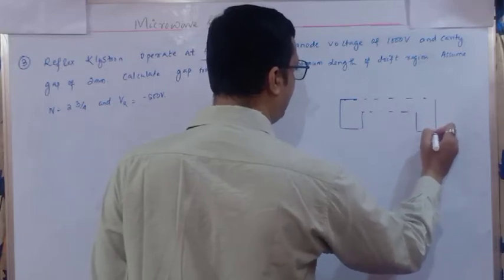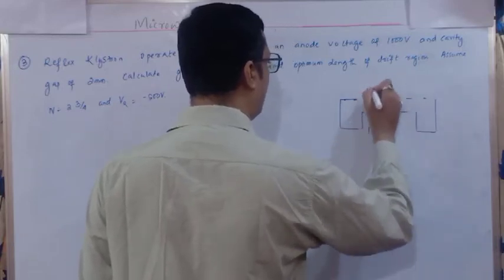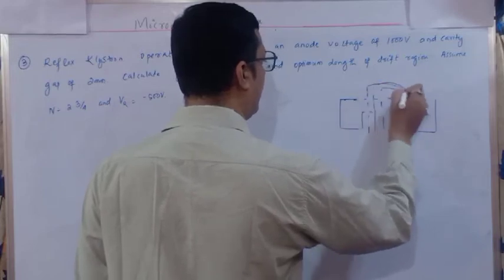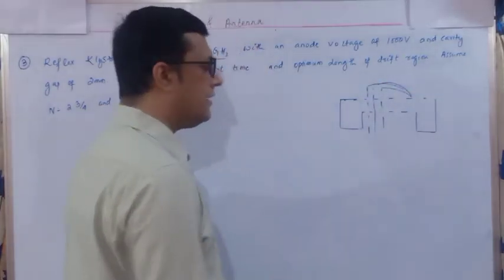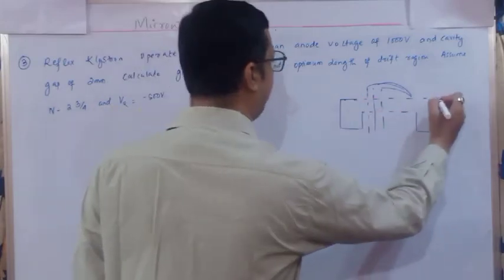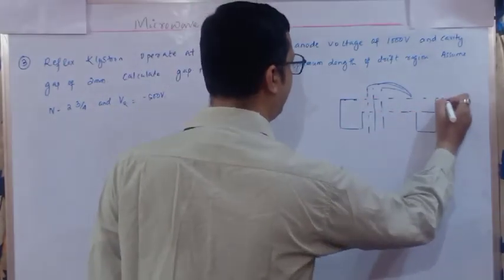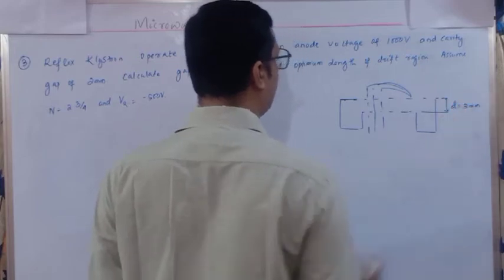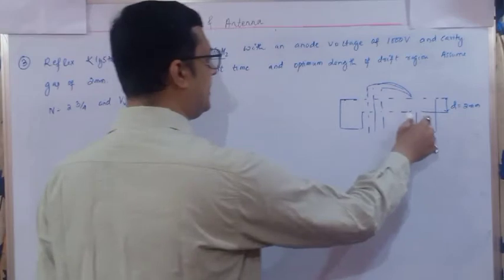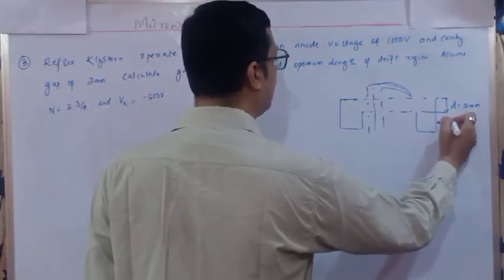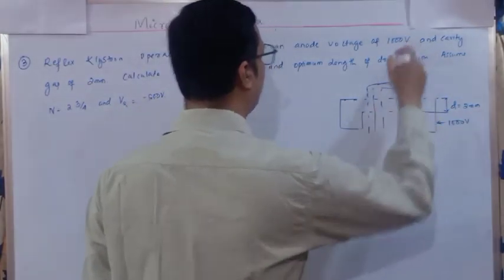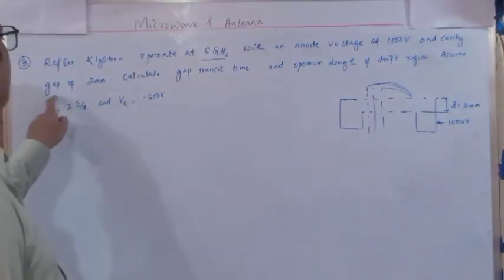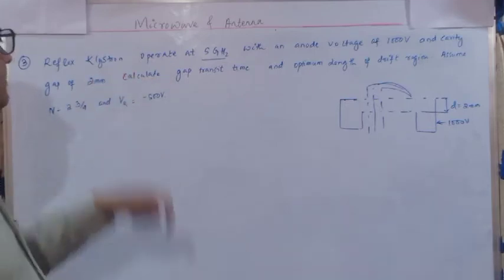In this cavity all the electrons are crossing and bunch at a certain point. Okay, and this cavity has a cavity gap. This is a cavity gap. So this distance is small d, which is given as 2 millimeter. And the potential available in this is 1000 volt. Okay, anode voltage is 1000 volt and gap distance is 2 millimeter.